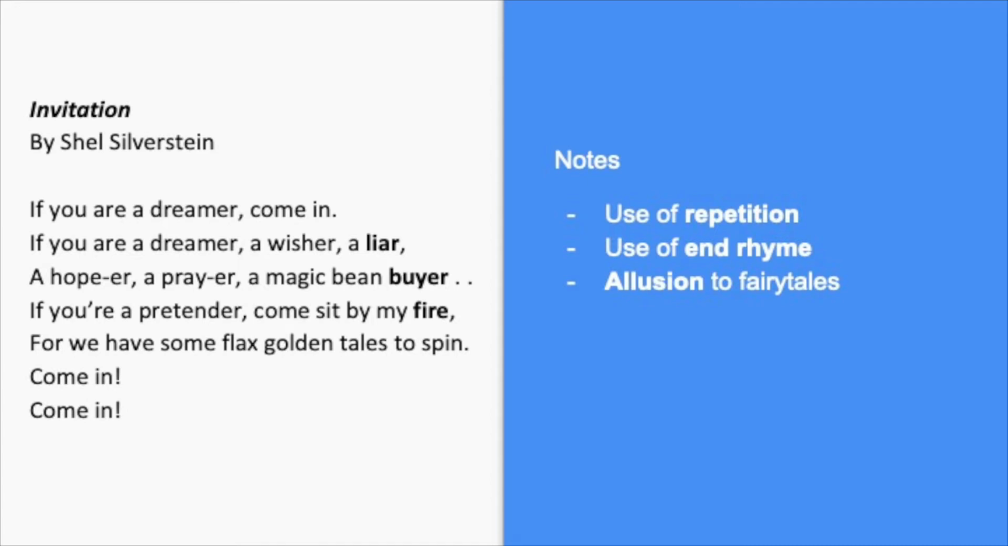For example, if you are a dreamer, a wisher, a liar, a hoper, a prayer, a magic bean buyer. If you're a pretender, come sit by my fire. So you can definitely hear that there are lots of rhyming words there. Dreamer, wisher, liar, hoper, prayer. They all have similar sounds, and that creates a rhythm to the poem. When you're reading it, your voice follows the sounds of the words.